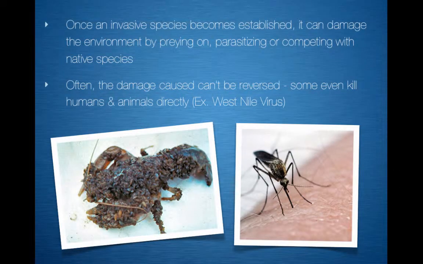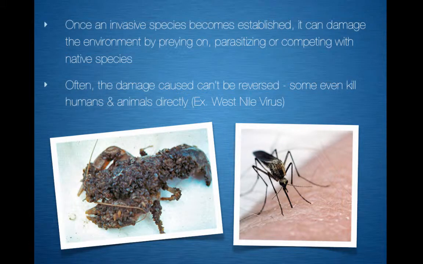Once an invasive species becomes established, it can damage the environment by preying on, parasitizing, or competing with the native species. Often, the damage caused can't be reversed. Some even kill humans and animals directly, like for example, the West Nile virus.